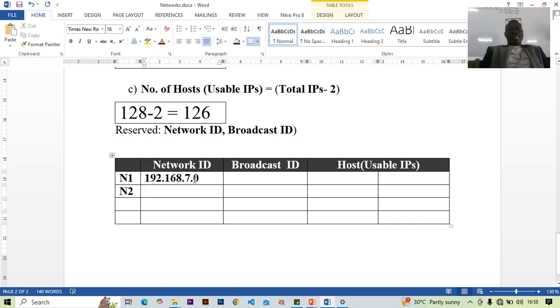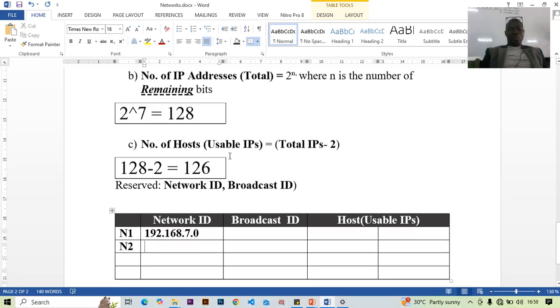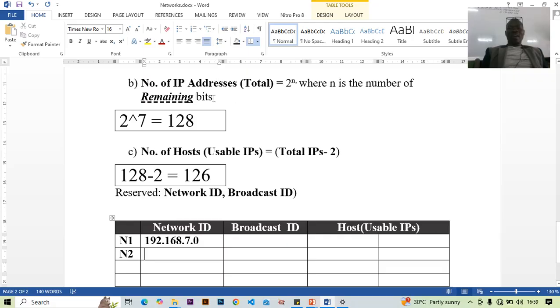Now, how do we get the network ID for the second network? What we shall do to get the network ID for the second network, we shall only have to add the total number of IP addresses to the network ID 1. What do I mean by that? We shall first write the first value, and then we say 0 plus 128 should be able to give us the network ID of the second network. So this will give us 128 there.